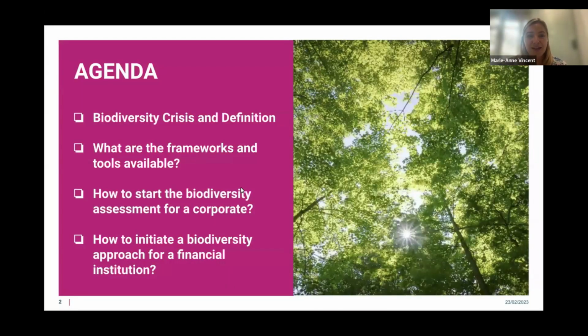So first, a bit of context about the biodiversity crisis and definitions. Jules will explain the frameworks and tools available in the market today, and then how to start with biodiversity assessment for corporates. And again, a bit of biodiversity approach for a financial institution at the end.